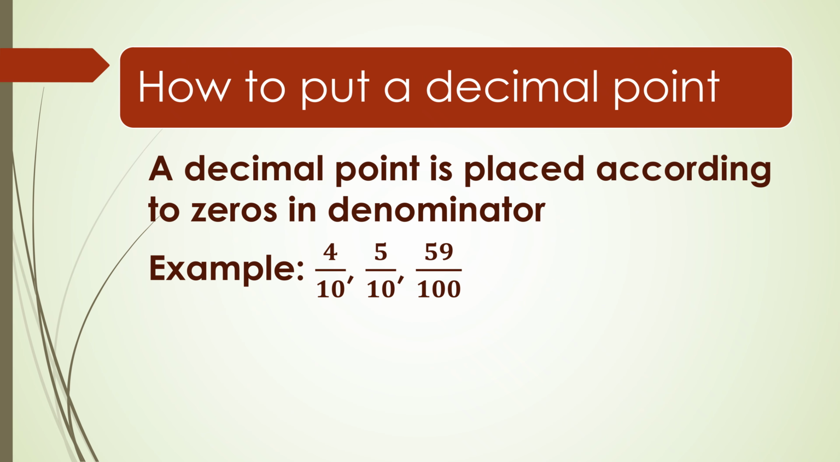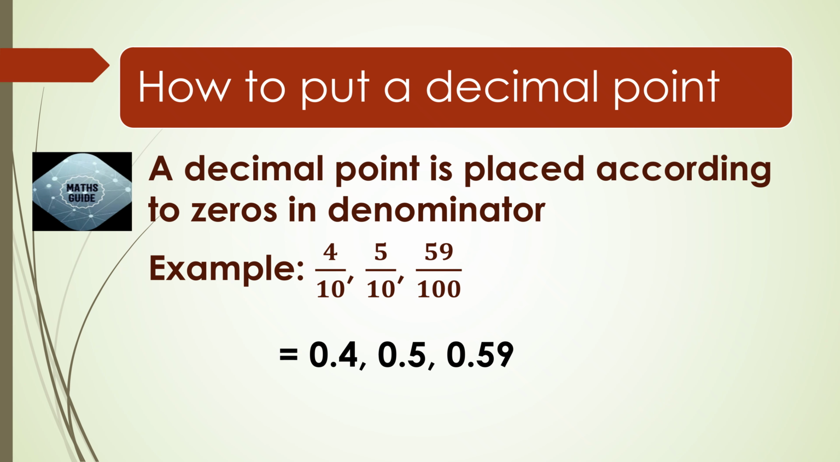Now, how to put a decimal point? It is a very important question. A decimal point is placed according to the zeros in the denominator. For example, the first fraction is 4/10 and we have only one zero in the denominator. So we will place the decimal point before one digit and it will become 0.4. Similarly, 5/10 will be written as 0.5. And in 59 hundredths, we have two zeros in the denominator, so we will place the decimal before two digits, so it will become 0.59. It means it has two decimal places.